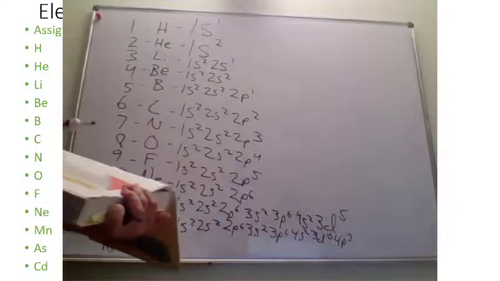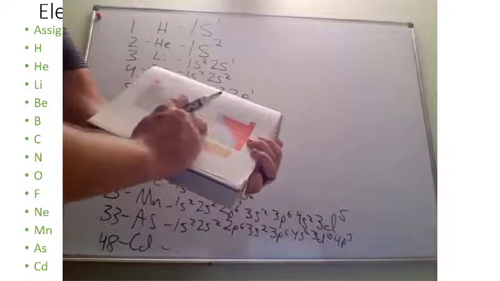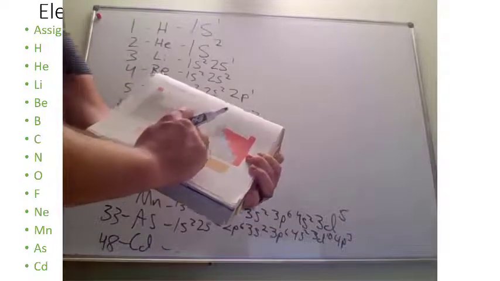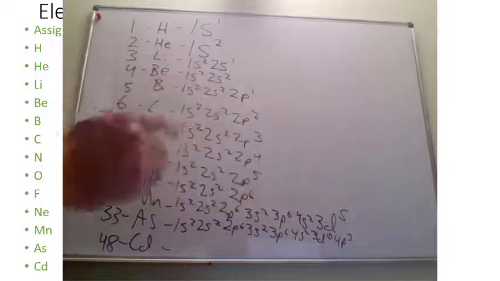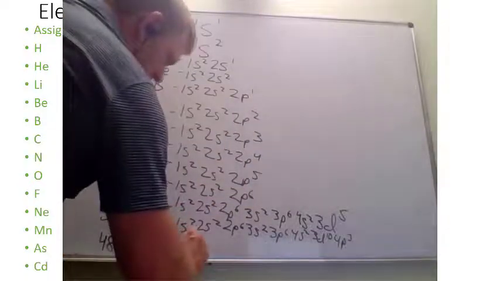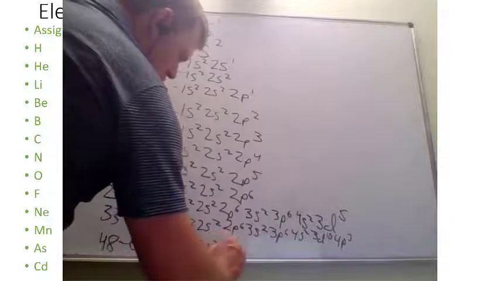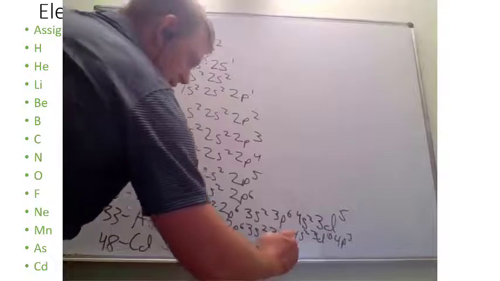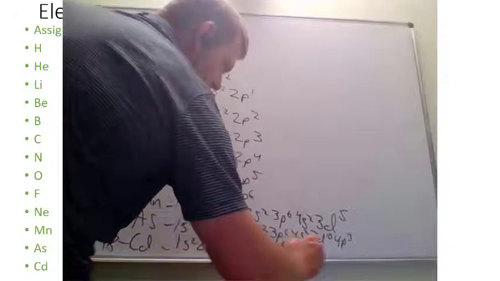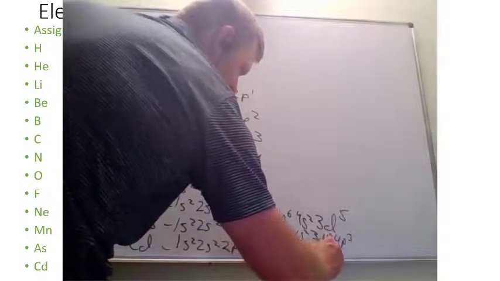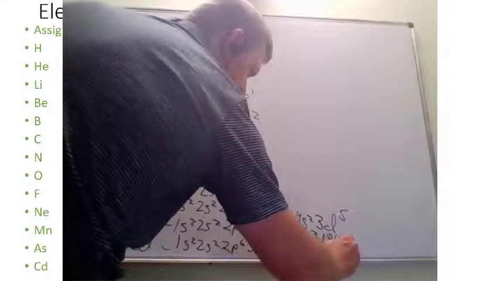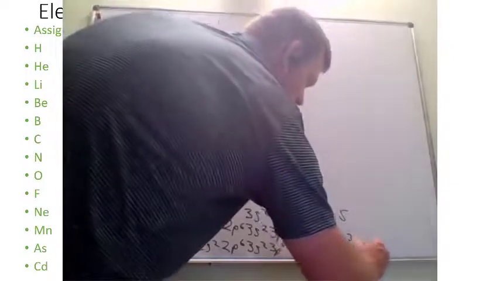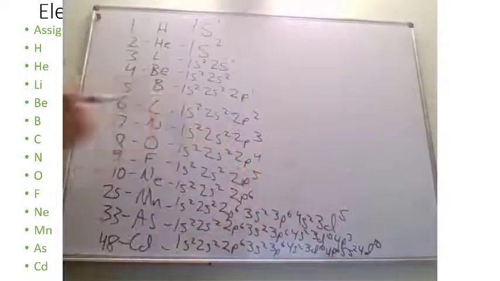Okay, and finally cadmium. So cadmium is located at 48, so this is on the 4d, and that'll be finished at 4d10. So we have 1s2, 2s2, 2p6, 3s2, 3p6, 4s2, 3d10, 4p6, 5s2, and then 4d10.